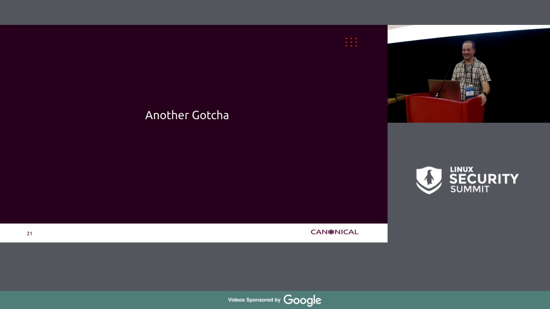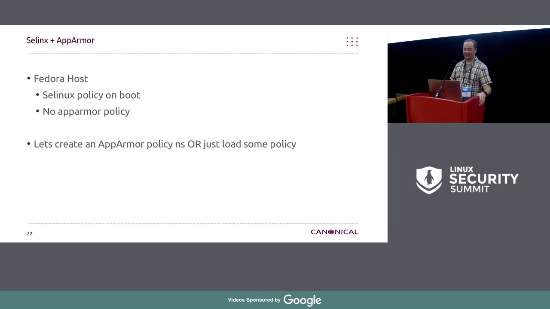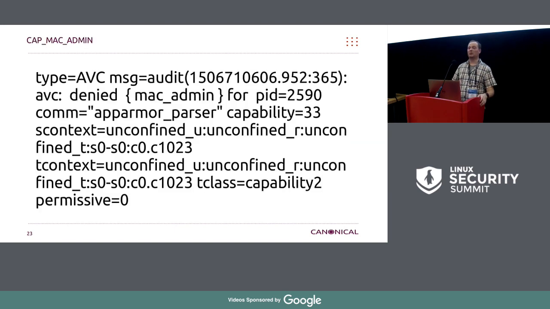Another gotcha. And this is all gotchas, by the way. Pretty much anyways. Okay, Fedora host, SELinux policy on boot, no AppArmor policy on the system. So we're just going to boot. Once we boot, we're going to create an AppArmor policy namespace, or just load some AppArmor policy. This is what we get. SELinux is denying AppArmor. So what's going on?